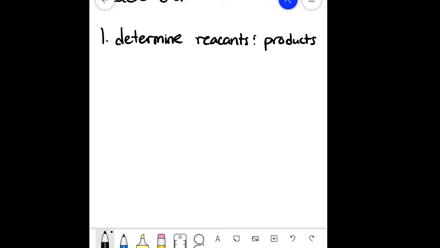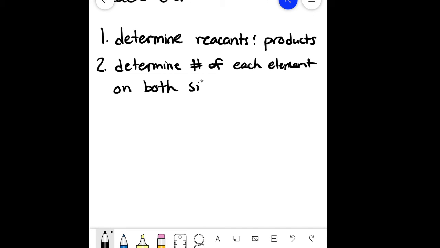So then the second one is to count the atoms of each element on both sides, or determine the number of each element on both sides. So you just need to look and see how much you got. And then a note with that, the number equals on both sides, which means it's balanced. So that doesn't mean it's going to be written the same way, but you're going to have the same amount of elements.